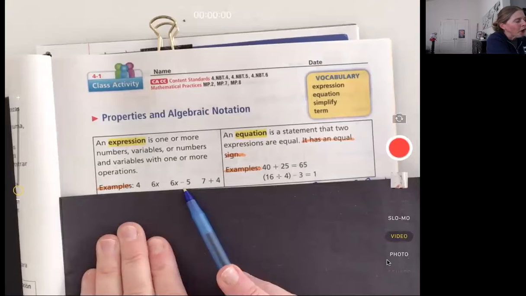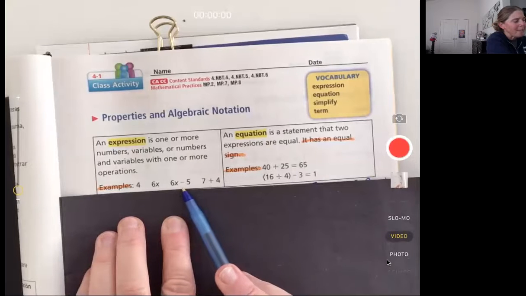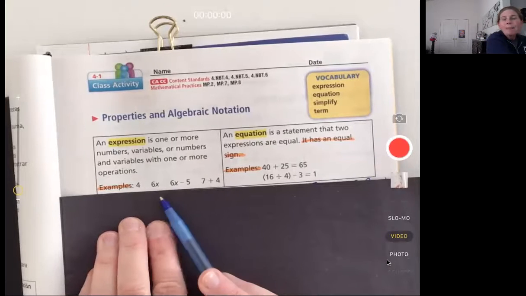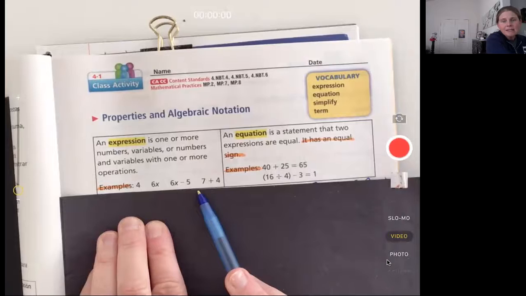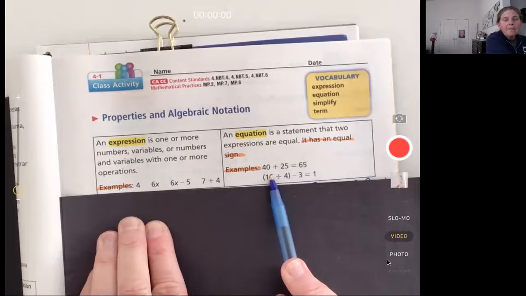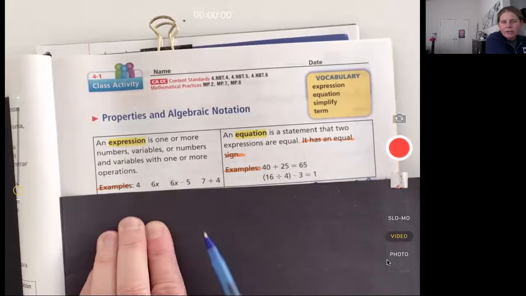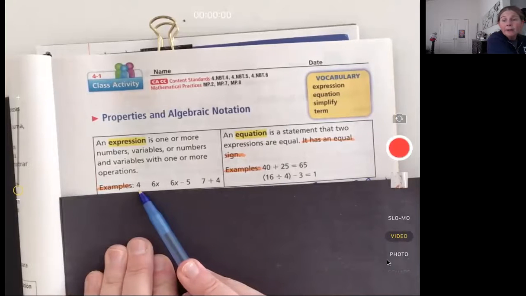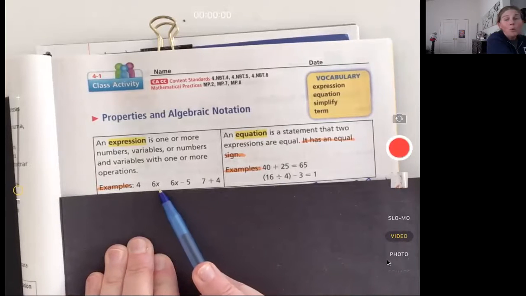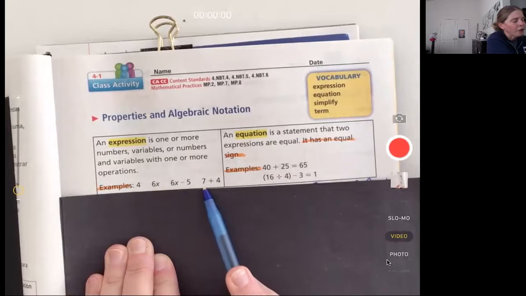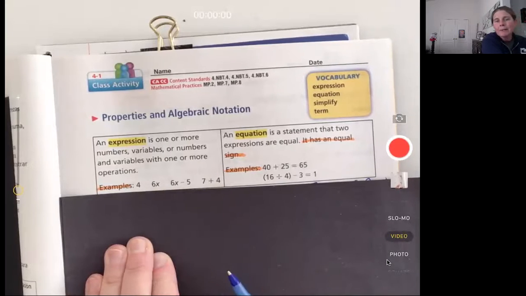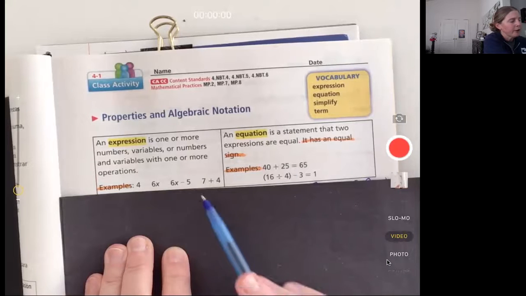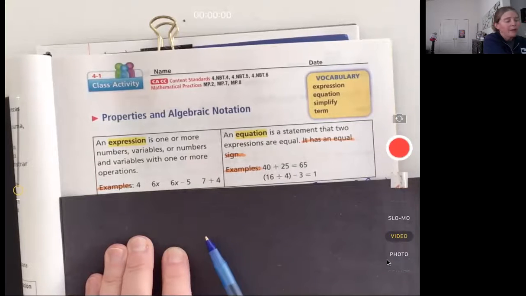You will notice when we compare the two, an expression does not have an equal sign. It does use operations. Here you can see a minus and a plus, but it is not complete like an equation is. It's like a part of an equation. So an expression could just be a number all alone. An expression might be a number with a variable, or it can be a partial but not completed expression. There is no answer yet.